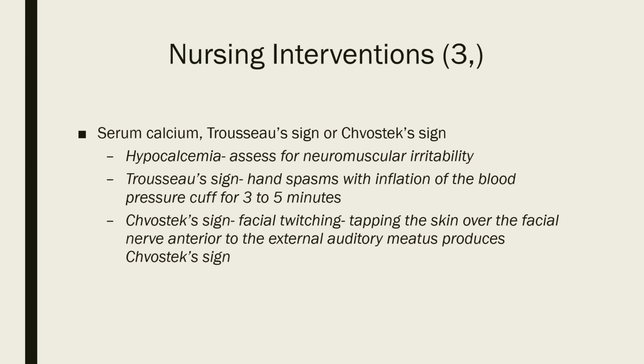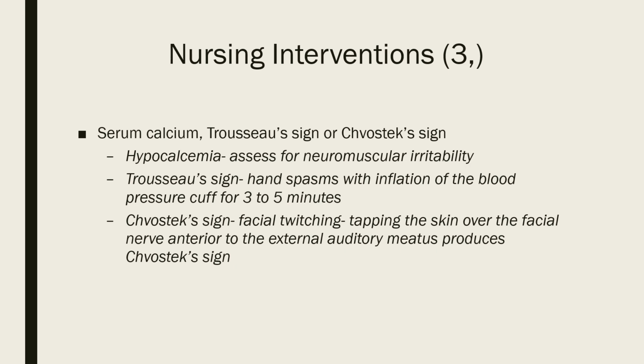We are going to look at their serum calcium, and then we may be able to note Trousseau sign or Chvostek sign. Hypocalcemia, we are going to assess for neuromuscular irritability, right, because calcium in the muscles. Trousseau sign is very, very interesting. If you've ever seen Trousseau sign, once you see it the first time, you will never forget it. And this is when the hand will spasm with inflation of the blood pressure cuff for 3 to 5 minutes. It is very, very interesting. Once you see it, you will not forget it.